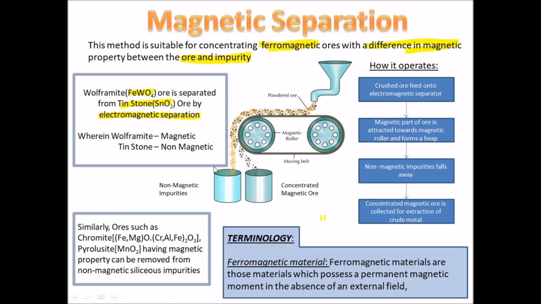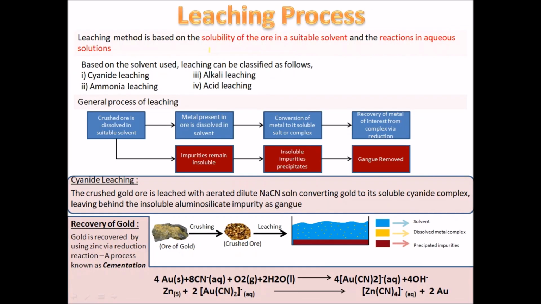We take the crushed ore, which is fed into the hopper, which goes on to the electromagnetic separator, which consists of a moving belt which rolls over a magnetic roller. The ferromagnetic substances which are present in the crushed ore are attracted towards the magnetic roller, and they fall into a heap near the magnetic roller side, which can be separated, and the non-magnetic impurities, not being attracted by the magnet, fall into a separate heap nearby. Now we will look into the leaching process.